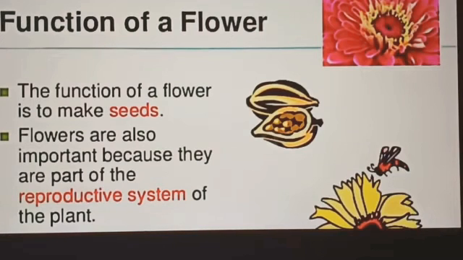Okay. Next, move to the function of a flower. Here you can see the first point is given. The function of a flower is to make seeds. Yes, it helps in the formation of fruits and seeds and their dispersal.